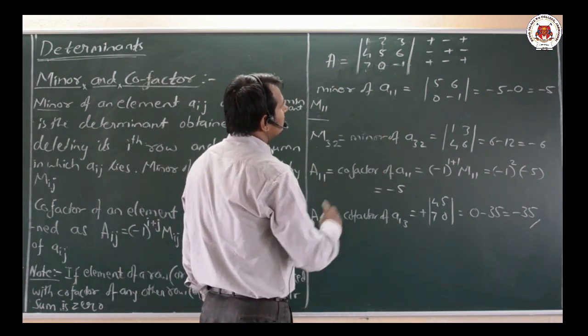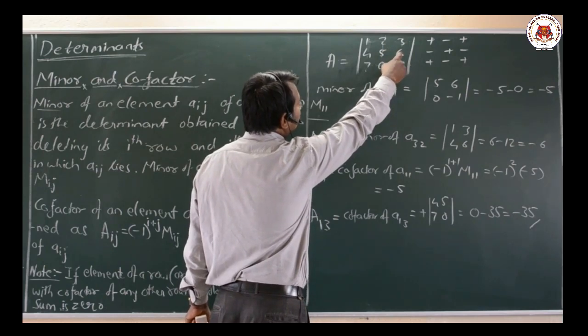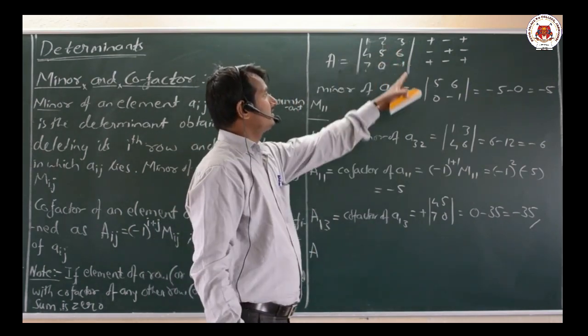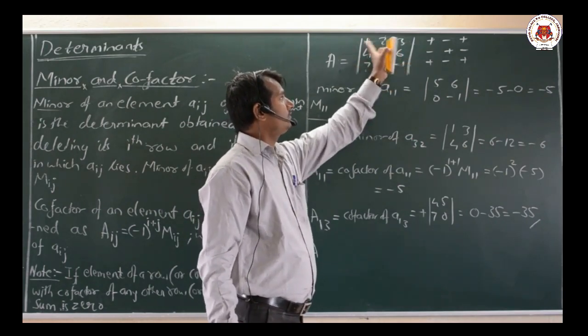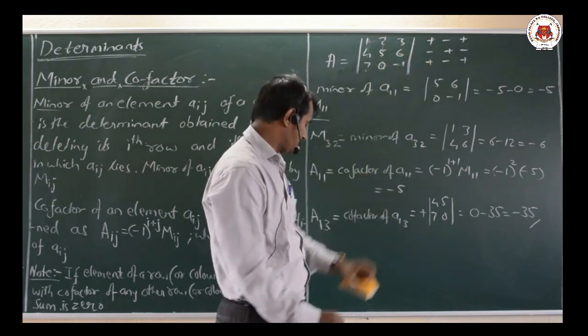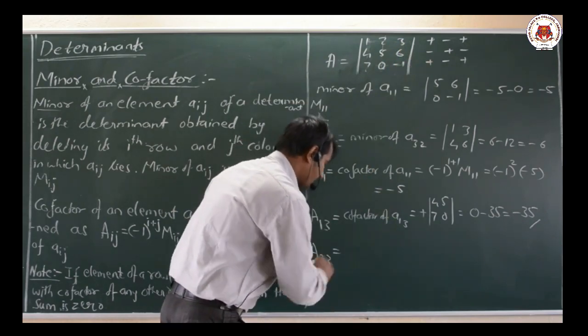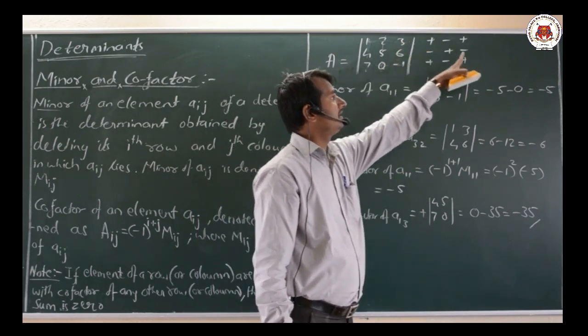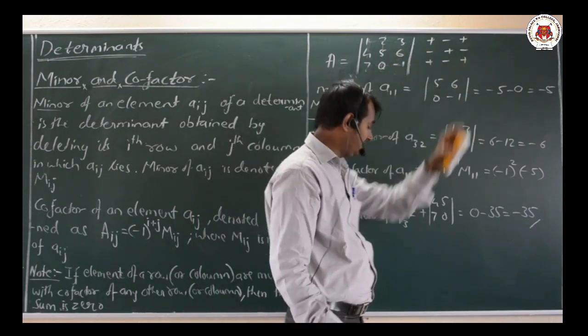Now let us take one more problem here. Suppose we require to find the cofactor of this particular value 6. This 6 is in the second row, and which column is it? First, second, and third column, that is A23. And we can observe that the sign of 6 is negative here.